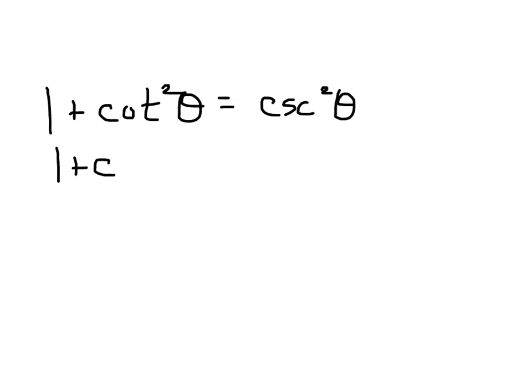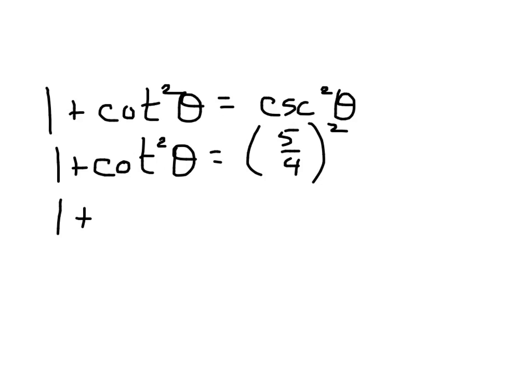So 1 plus the cotangent squared of theta equals the cosecant squared of theta. What was the cosecant? 5/4. All right. What is 5/4 squared? 25 over 16. You guys said 5/4 for that, right? Okay. Now what?